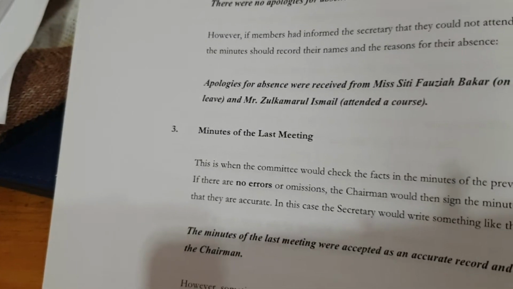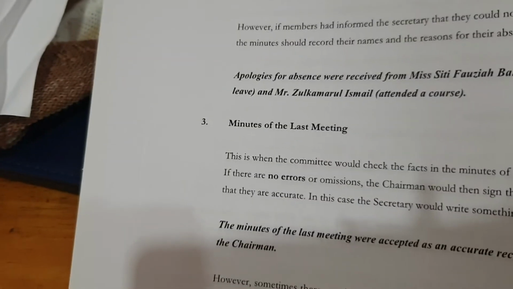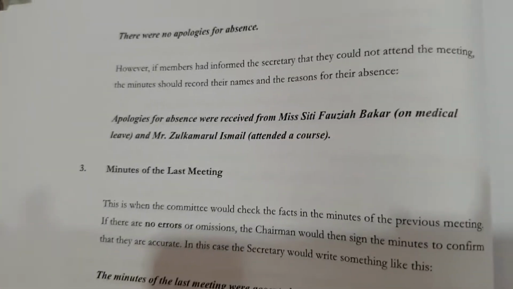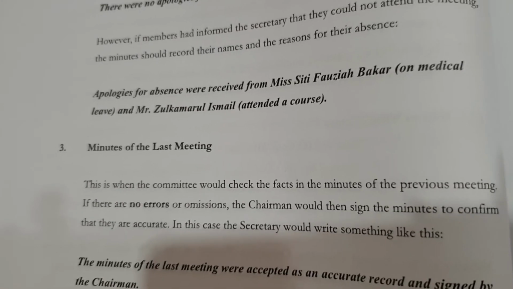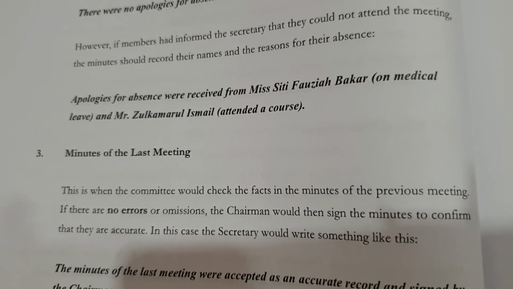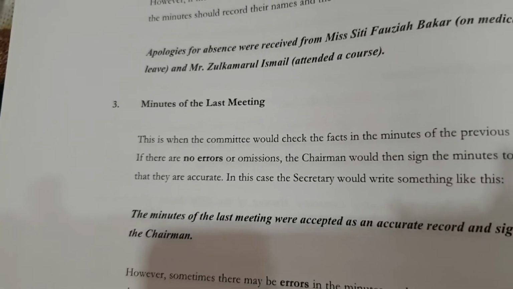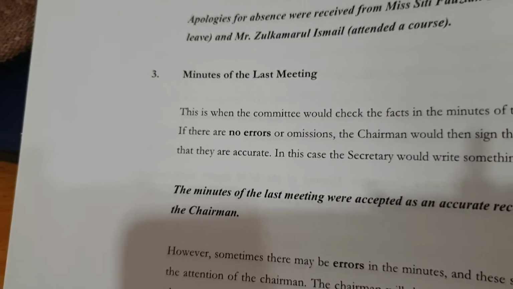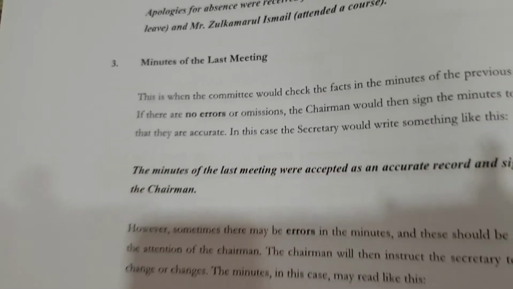So if there are errors or omissions, the chairman would then... if there are no errors, no omissions, everything looks picture perfect, then the chairman would sign the minutes to confirm that they are accurate. In this case, the secretary writes something like this: the minutes of the last meeting were accepted as an accurate record and signed by the chairman, if there are no errors, no omissions, okay?